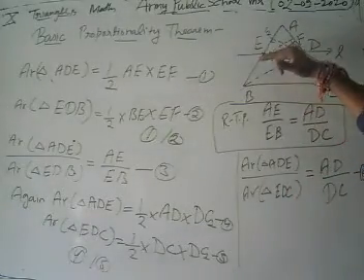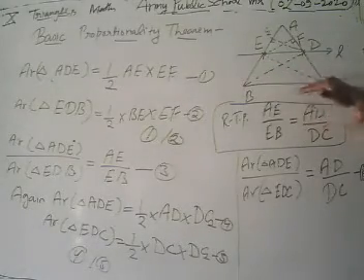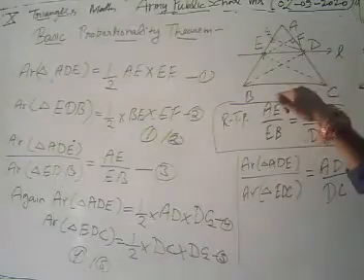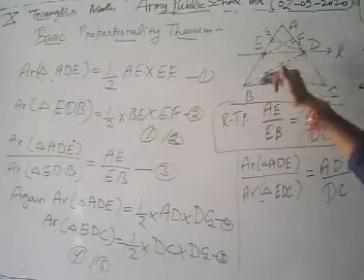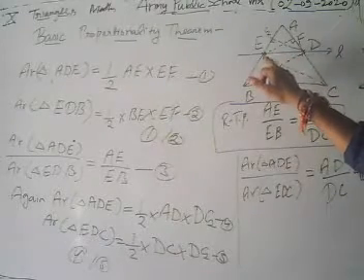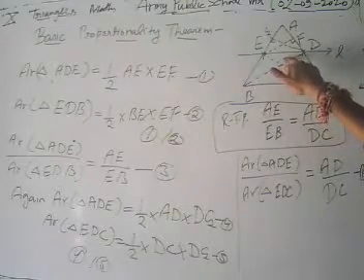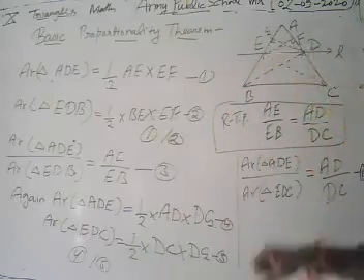Because look, both our triangles lie between what? Between ED and BC. Our ED is parallel to BC because our line is parallel to BC. This ED is parallel to BC, means both our triangles are lying between the same parallels ED and BC, and they have the same base also. Both triangles have the same base ED.